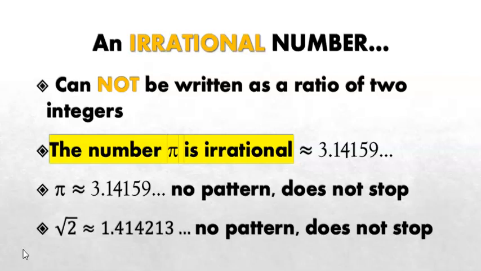Another would be square roots of non-square numbers, like square root of 2. The decimal equivalent for square root of 2 does not have a pattern and does not stop. Square root of 3, square root of 7, square root of 5. There are many more that do not have a pattern, do not stop when you write the decimal equivalent. So square roots of non-square numbers are irrational.